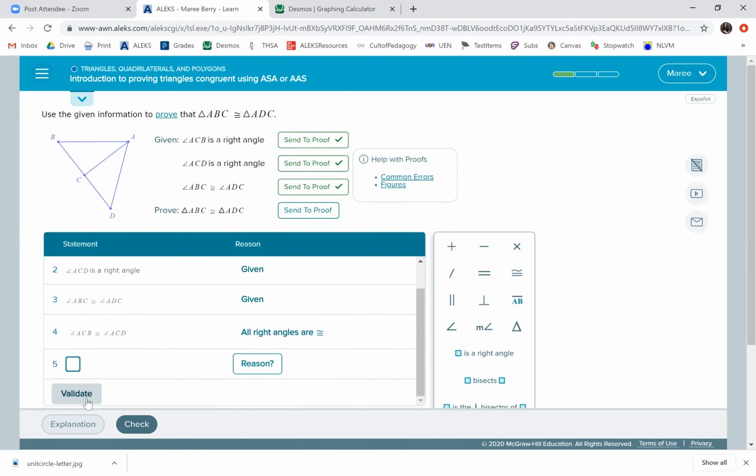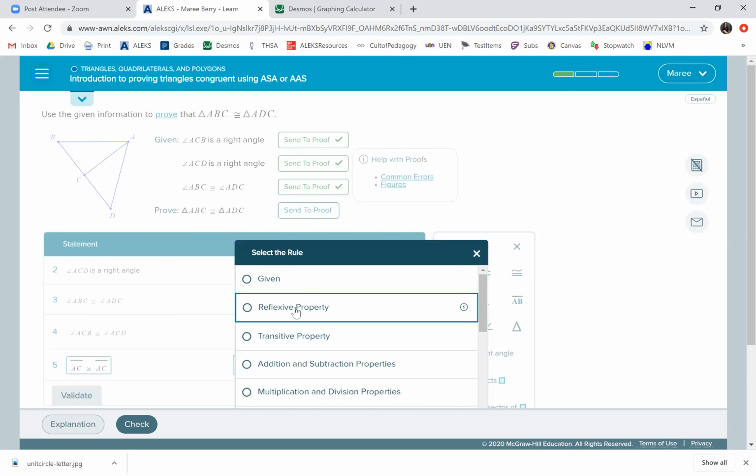And then we're going to have to do AC is congruent to AC. So we need our little, if I do this, does it keep the line going? It does. Okay, so I have to do the right arrow and then congruent. And then this again. And this is just reflexive.